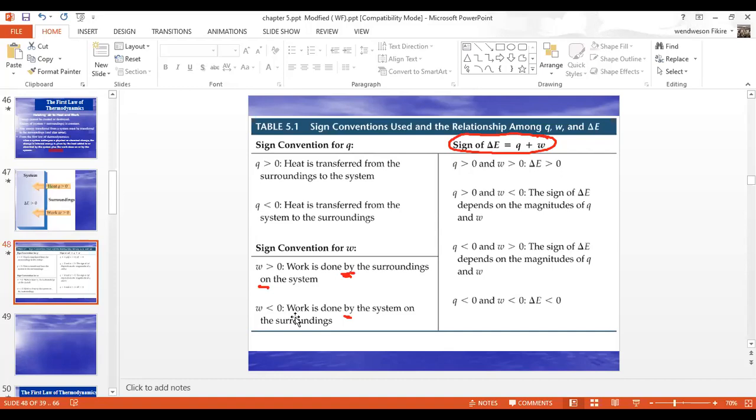The second thing is, when is the delta E value, the internal energy of the system, greater than 0, and when is the delta E value less than 0? That's another thing we also have to take into consideration. So it might be a good idea, like what Abimola asked me earlier, to understand this sign convention.